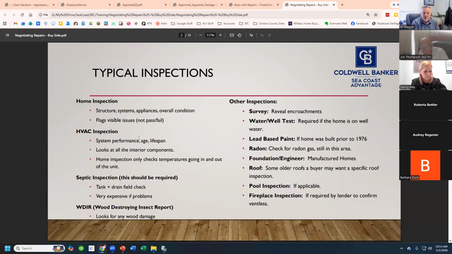A fireplace inspection, sometimes that's called an appraisal. Usually the lender will reach out and say, we need a fireplace letter. It's typically required for a ventless fireplace. They want to make sure that it is truly ventless and there's no toxic odors getting into the home. And if it's not ventless, then do we have some sort of carbon monoxide detector in the house? So those are typical inspections. And we know what we're getting into when it comes to helping our buyers.